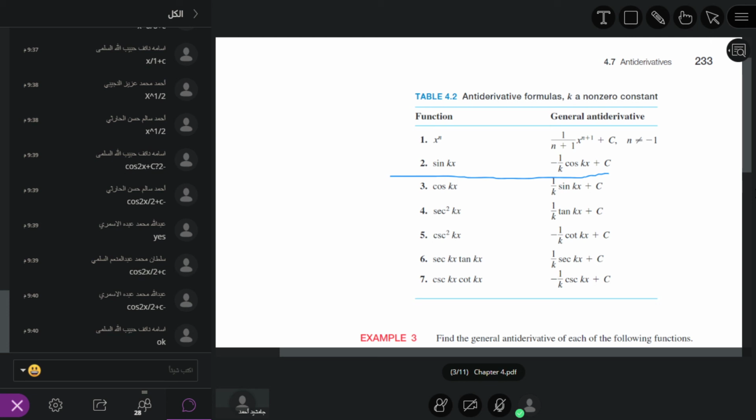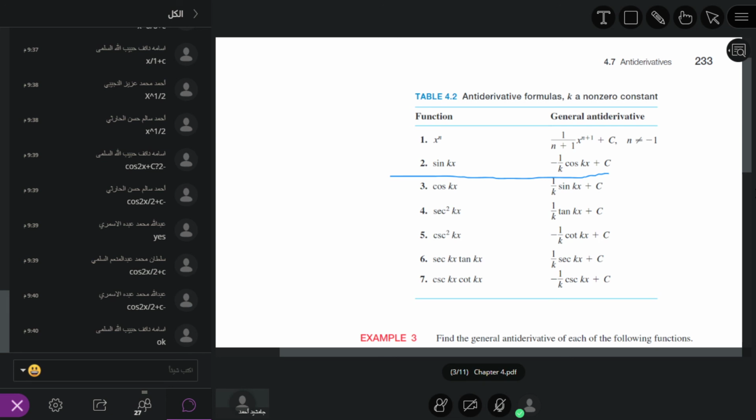What is the constant multiple rule? If a constant is multiplied with the function and we have to take the antiderivative, we just take the antiderivative of the function. And if we have the addition of two functions and we have to take the antiderivative of their sum or difference, then we take the antiderivative of the first function plus the antiderivative of the second function.